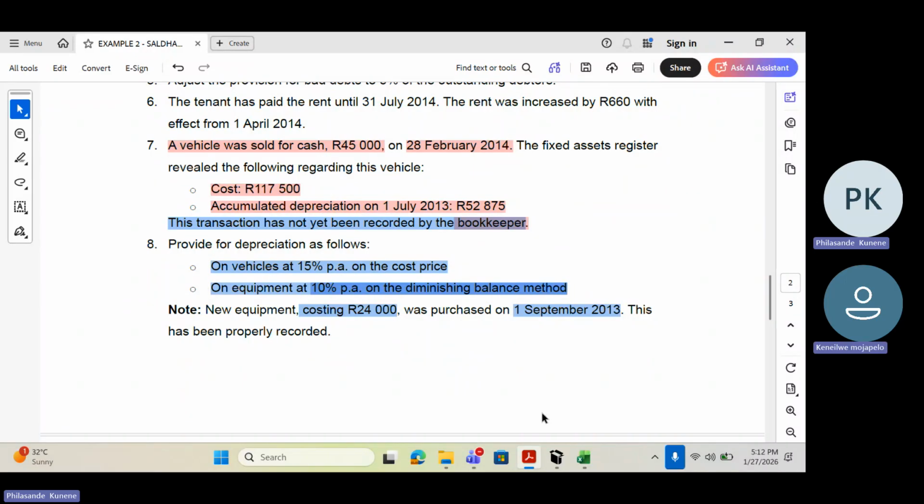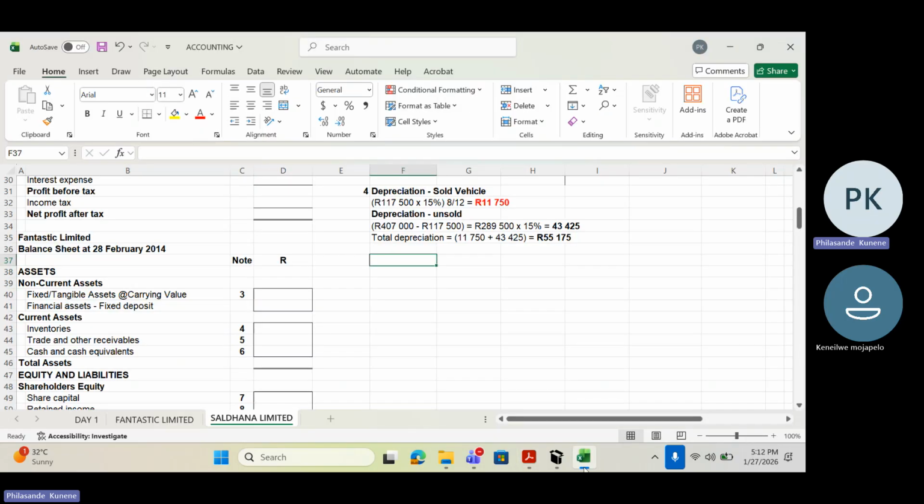How are we going to do it? We need to start with the new one, right? Always we start with the new vehicle or the sold vehicle. So how are we going to do this one? We're going to say 24,000 since it's new. We don't have to subtract the depreciation. Exactly, very good.